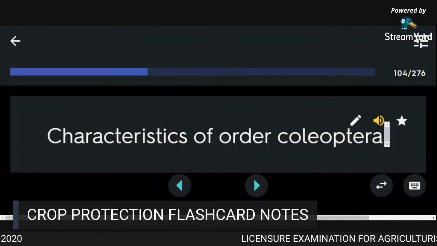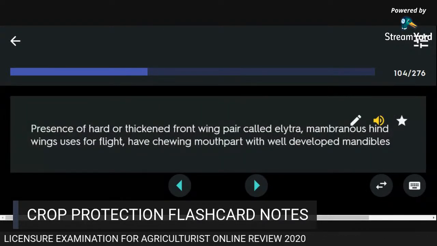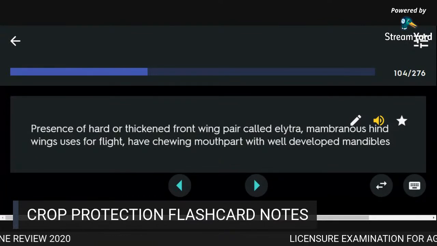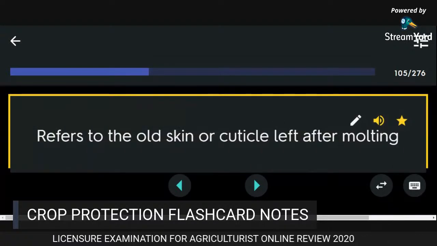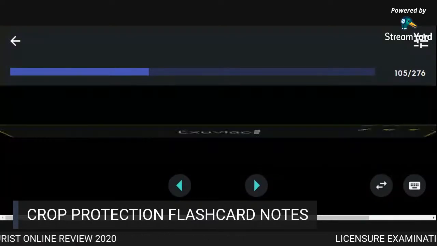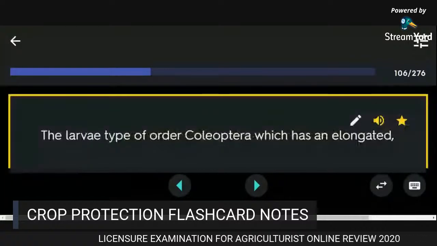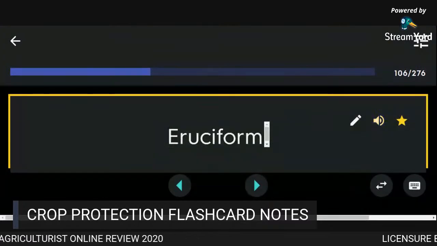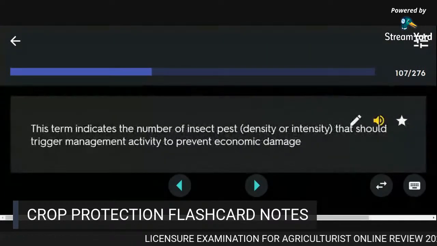Characteristics of order Coleoptera: presence of hard or thickened front wing pair called elytra, membranous hind wings used for flight, have chewing mouthparts with well-developed mandibles. Refers to the old skin or cuticle left after molting. Exuviae. The larva type of order Coleoptera which has an elongated body: eruciform.